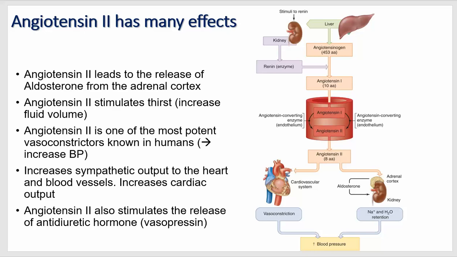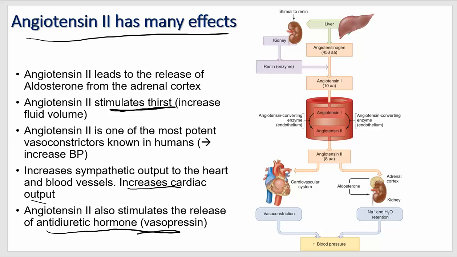So these are the effects that angiotensin 2 has. It leads to the release of aldosterone from the adrenal cortex. It stimulates thirst. Thirst is important because that means you're going to increase volume in a more direct way. You're dumping it into your body. It increases pressure. It's one of the most potent vasoconstrictors known in humans, so it's going to increase blood pressure. It increases sympathetic output to the heart and blood vessels, which is going to increase cardiac output, and it also stimulates the release of something called antidiuretic hormone, which we are going to talk about.